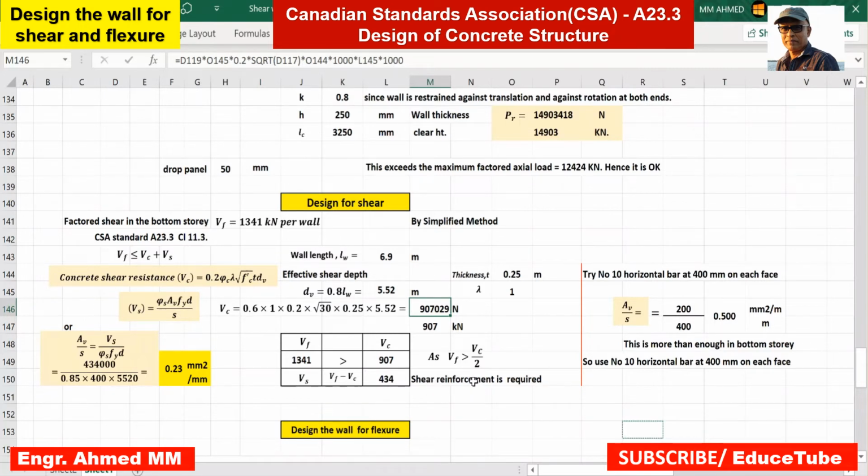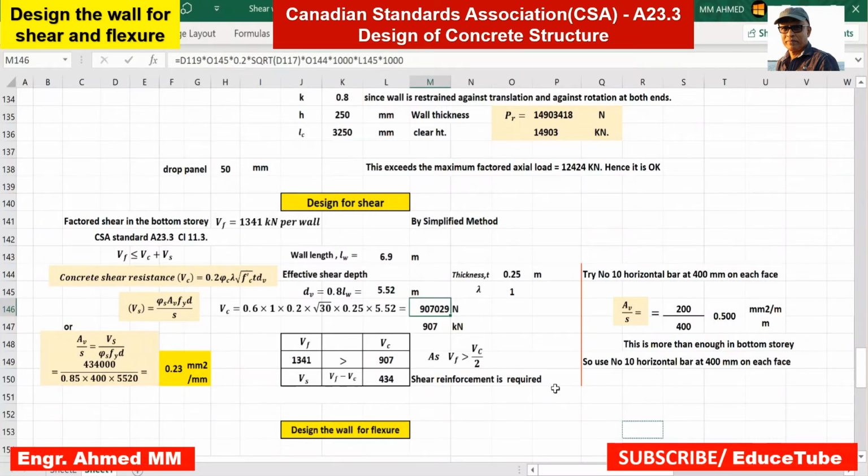So that shear reinforcement we have to calculate using this. Vs, the shear force resisted by shear reinforcement, will be equal to this, and rearranging we can write it as AV by S equal to Vs by this. Then putting the value of all these parameters, as well as the Vs we can take from here, we get 0.23 millimeter square per millimeter. That is the requirement. If we provide more, it is good.